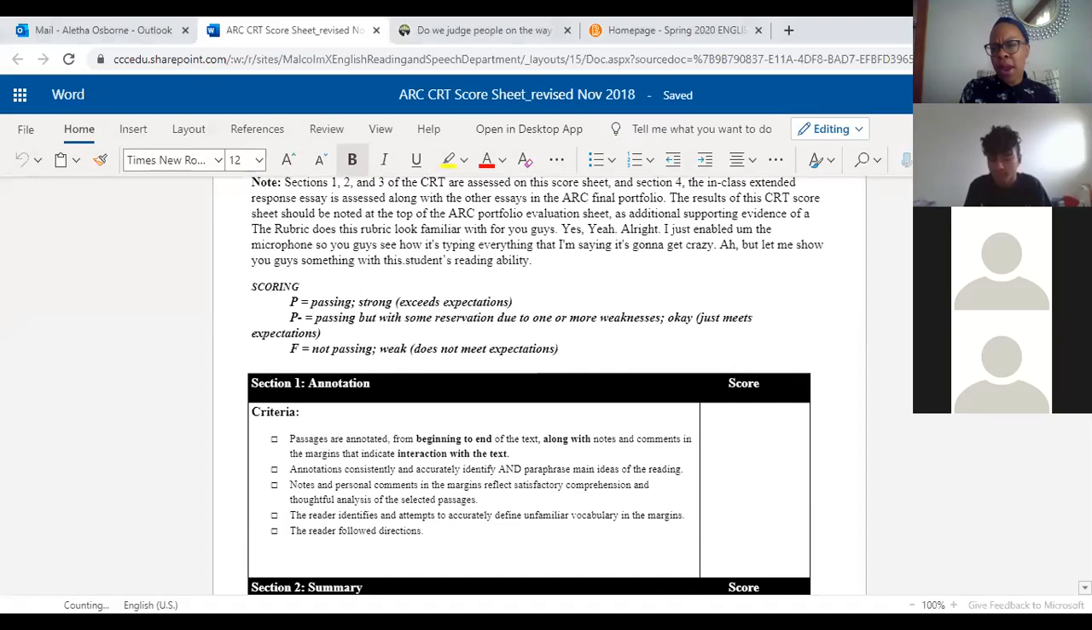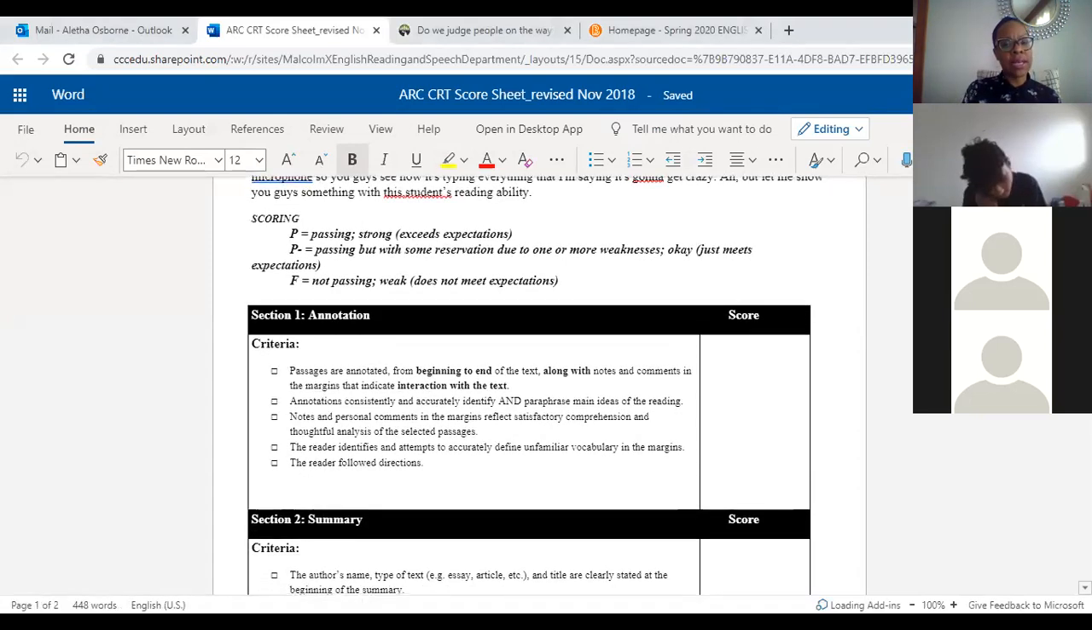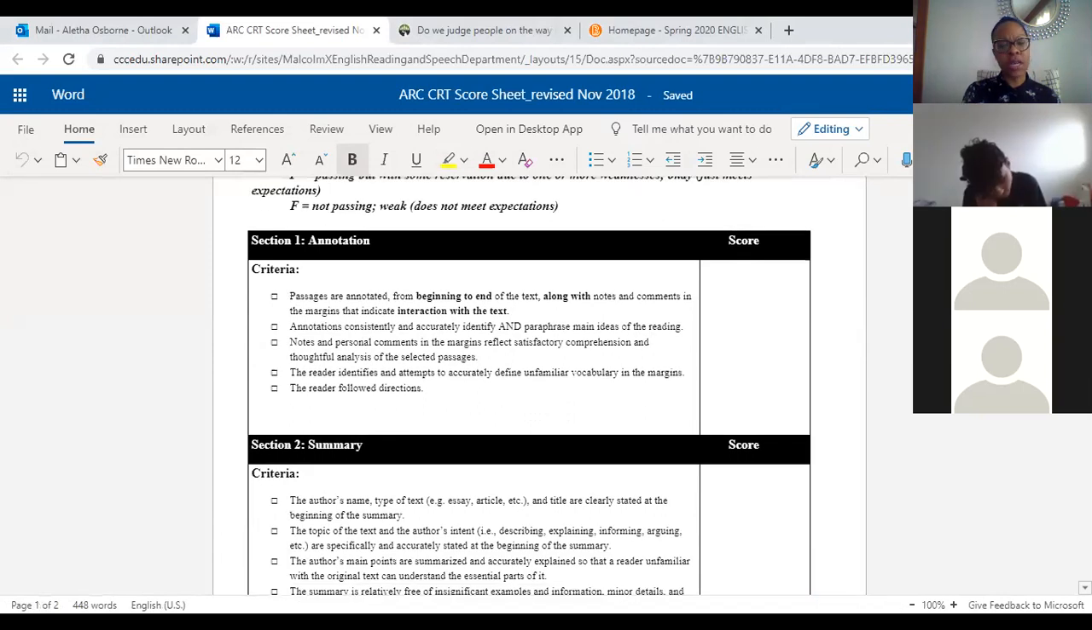I'll post this to Brightspace. A lot of you guys have it already in your English 96 folders. I'll just post it as a resource. But remember the summary guidelines.